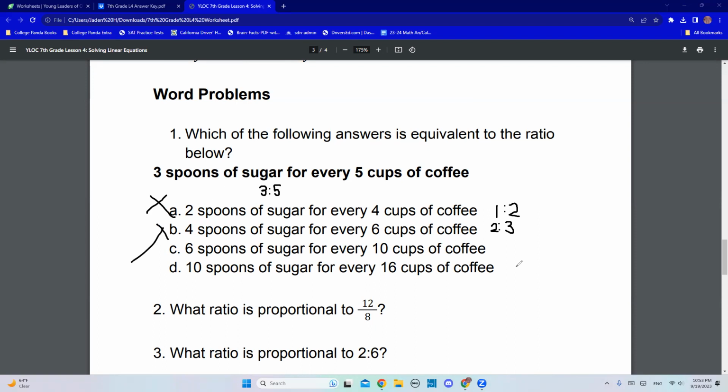6 spoons of sugar for every 10 cups of coffee. Well, if you simplify that, you get 3 to 5, since you're putting 3 spoons of sugar for every 5 cups. So this one could be a possibility. Let's check the last one just to be sure. 2 spoons of sugar for every 16 cups. Well, that simplifies to 1 to 8. So the only choice left is C. So that's your final answer.